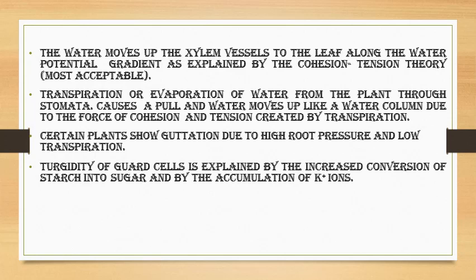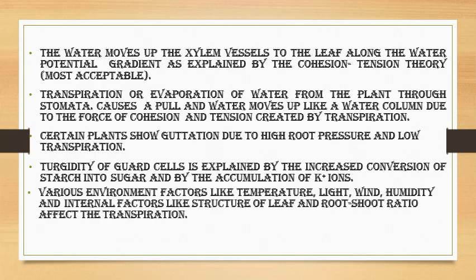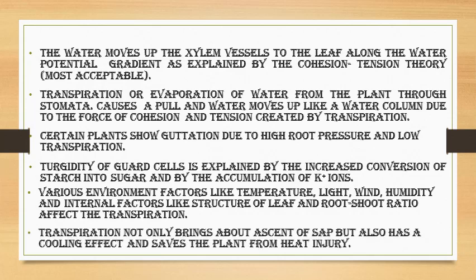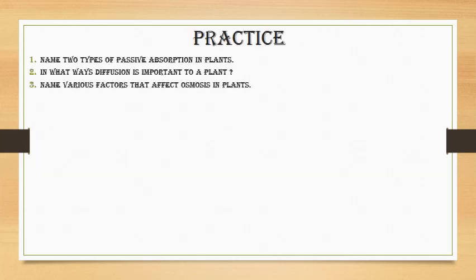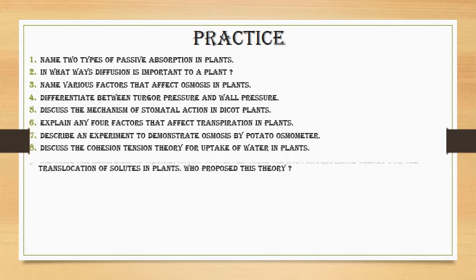Turgidity of guard cells is explained by the increased conversion of starch into sugar and by the accumulation of potassium ions. Various environmental factors like temperature, light, wind, humidity, and internal factors like structure of leaf and root-shoot ratio affect transpiration. Transpiration not only brings about ascent of sap but also has a cooling effect and saves the plant from injury. These are some practice questions you have to solve yourself.